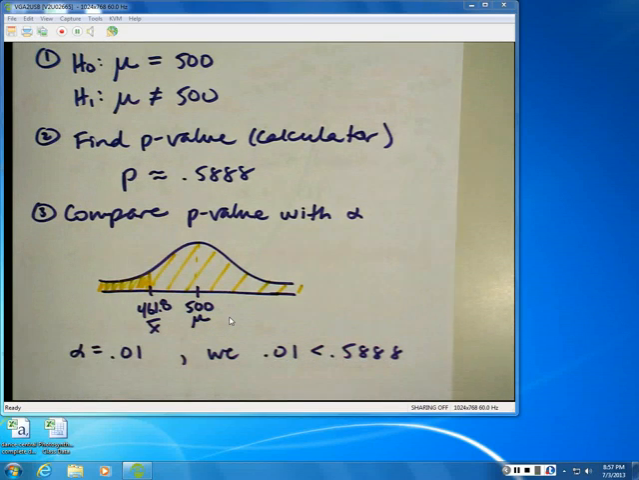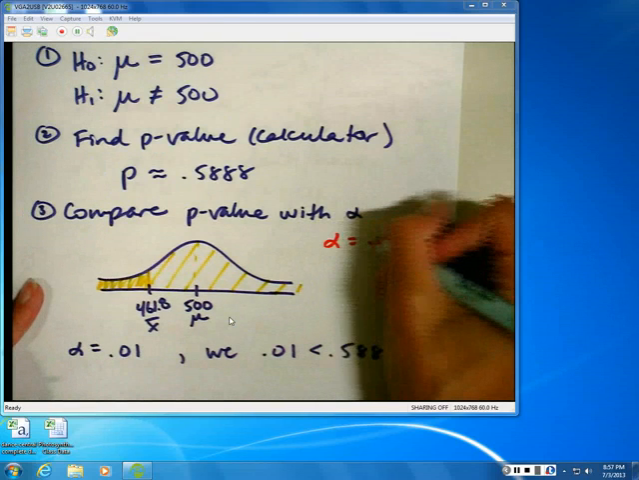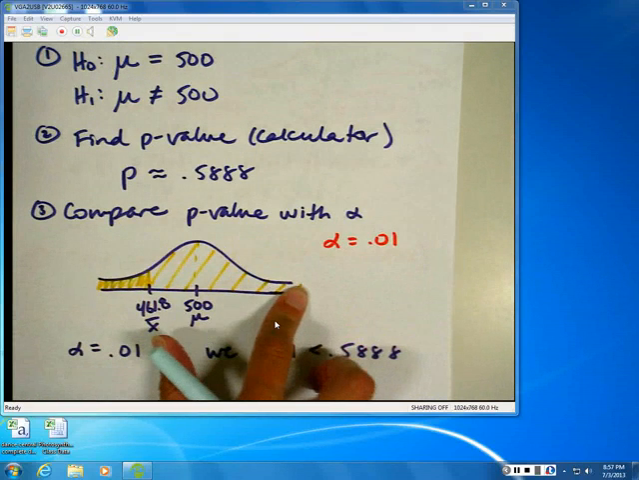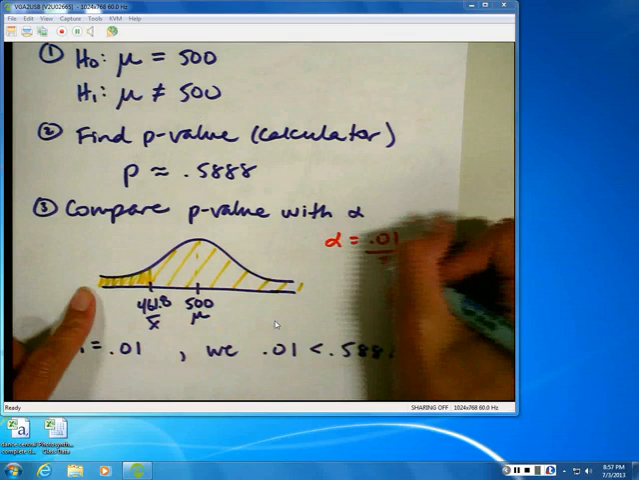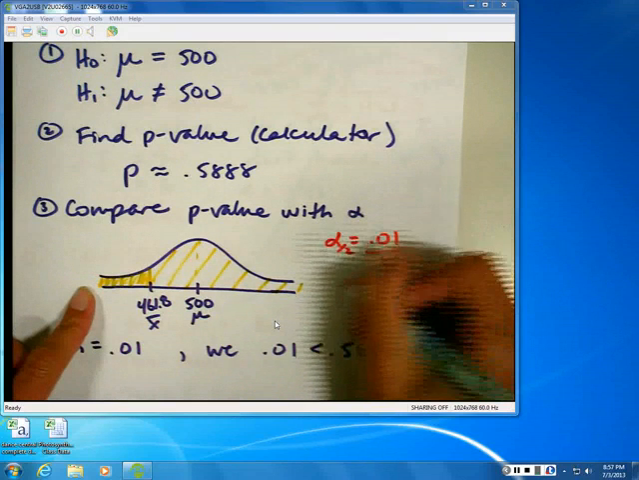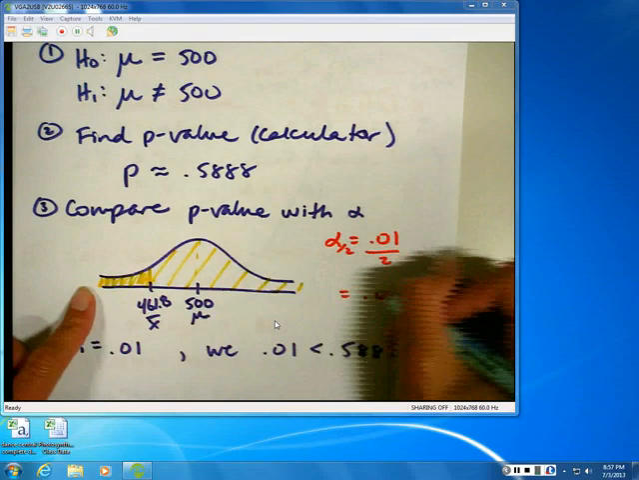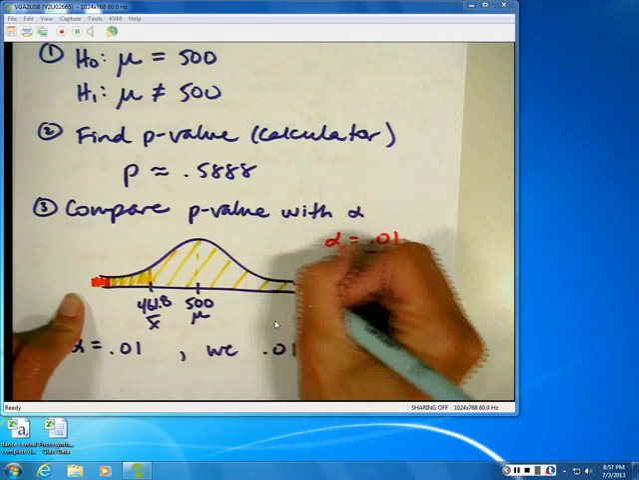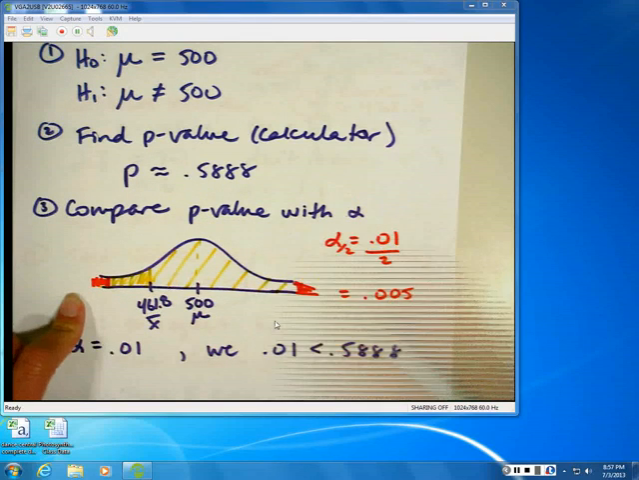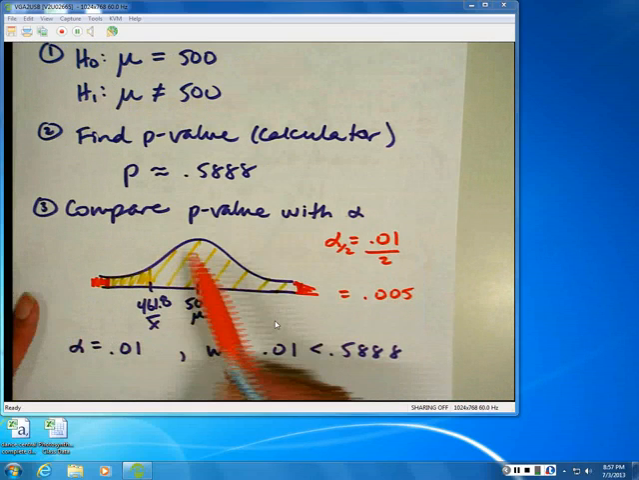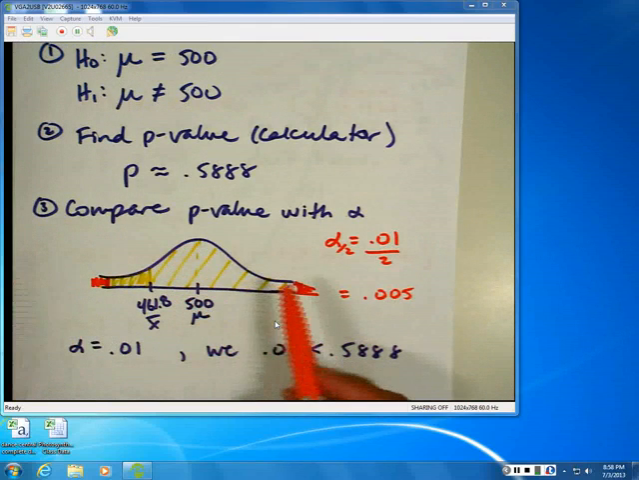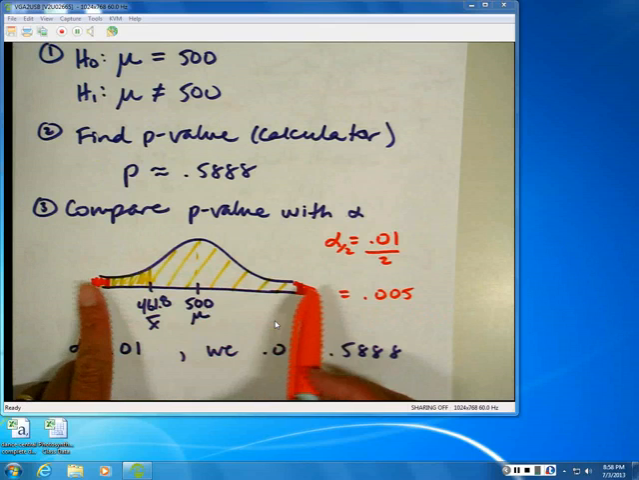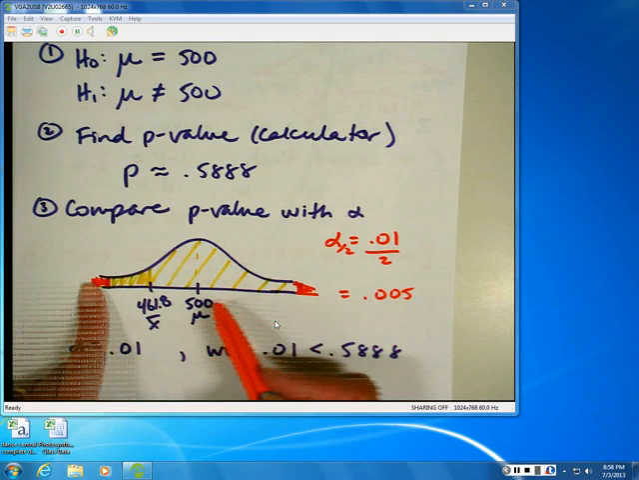That 0.01, let me show you, is going to be split into two rejection regions. So 0.01 divided by 2 means we have 0.005. That's going to be over here and way over here. Isn't that funny? It actually gave me this larger value, but either way, I'm way too big. It was a two-tailed test. I need to fit into one of these tails. I don't fit into either of those tails.